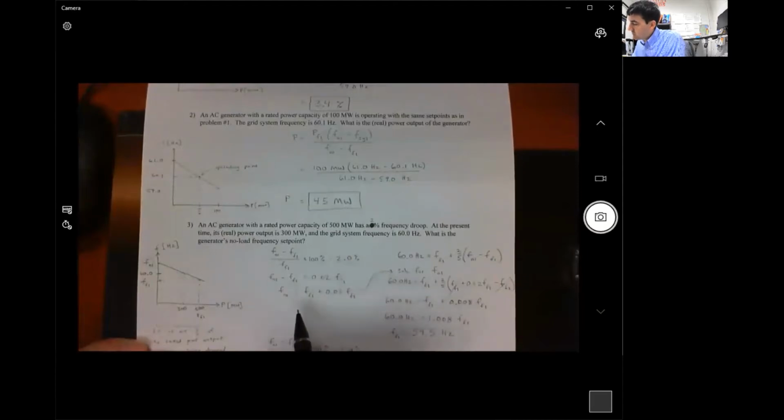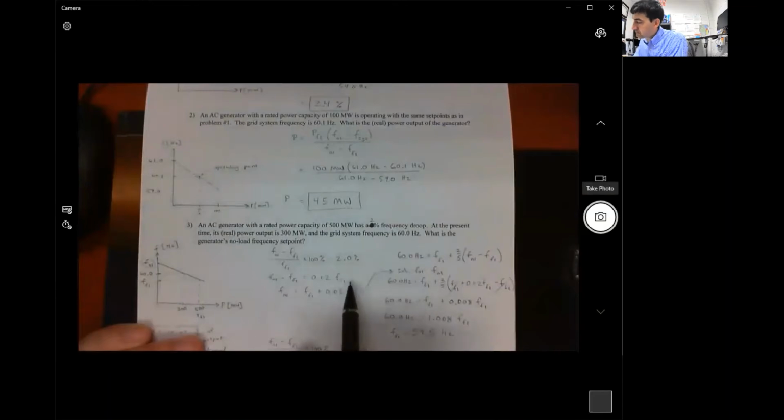I've got a negative sign here, so what I'm going to do is add the full load frequency to both sides. And then I get the no load frequency equals the full load frequency plus 0.02 times the full load frequency. You could simplify that even more and say no load frequency equals 1.02 times the full load frequency. You could have that right here, but I didn't. I just left it like this.